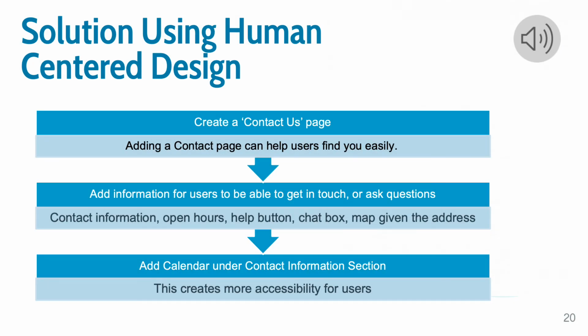Here are some solutions we have come up with using human-centered design. First is creating a Contact Us page. Next would be to add information for the user so that they are able to reach out. Finally, adding a calendar under the contact information will make it more accessible for the user.